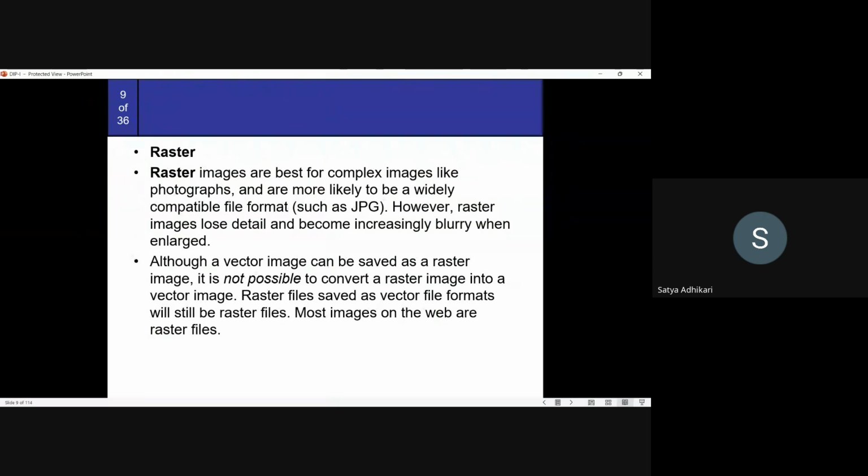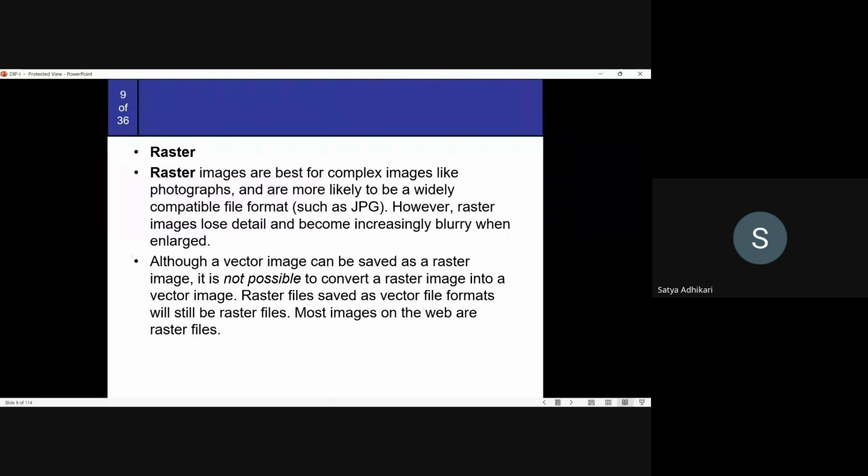Raster images are best for complex images like photographs and are more likely to be a widely compatible file format such as JPG. We are familiar with that format. However, raster images lose detail and become increasingly blurry when enlarged. So you may see that when we increase the size of a raster file or your photograph, it becomes blurry when enlarged.